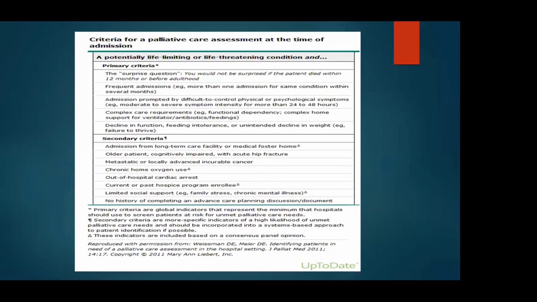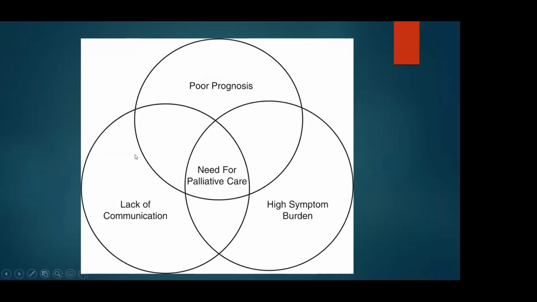So very important. We know that when there is poor prognosis for any sort of disease, we would prefer palliative care. When there's high symptom burden, again, palliative care. Lack of communication: if the patient, their relatives, and the treating team need somebody to help with the communication, of course, we step in.